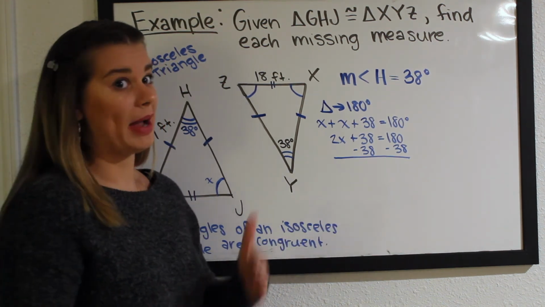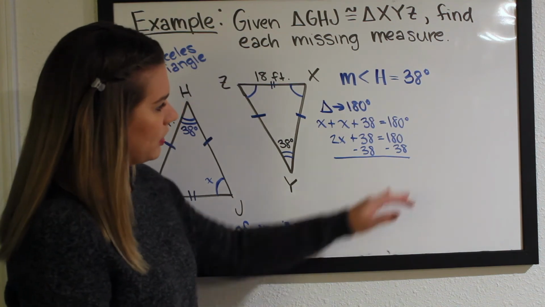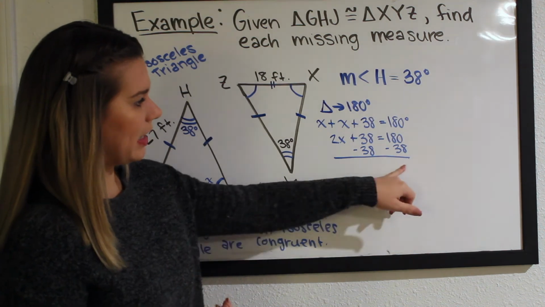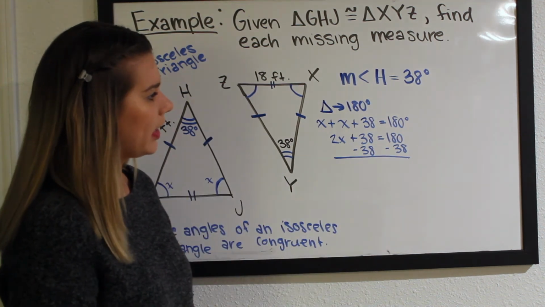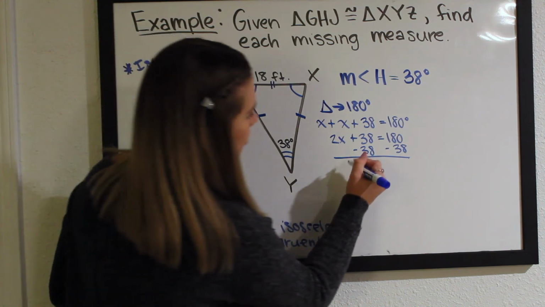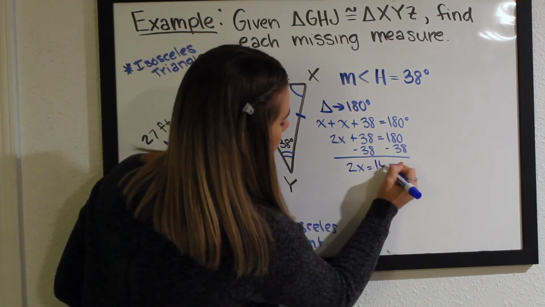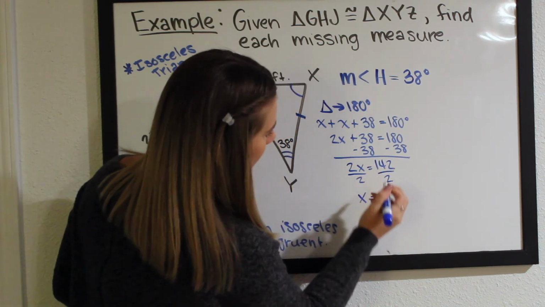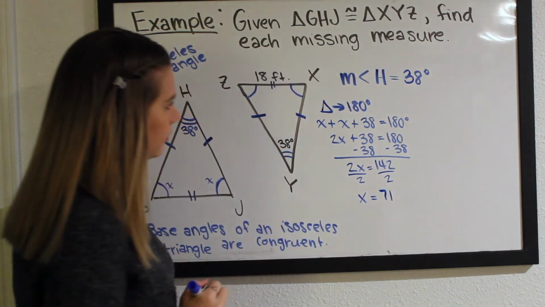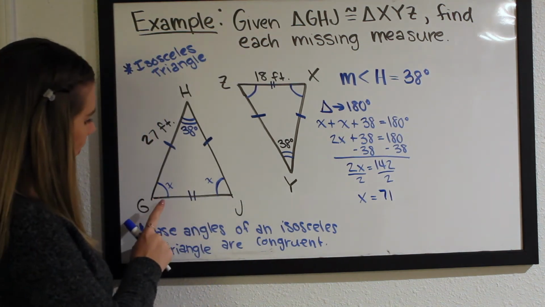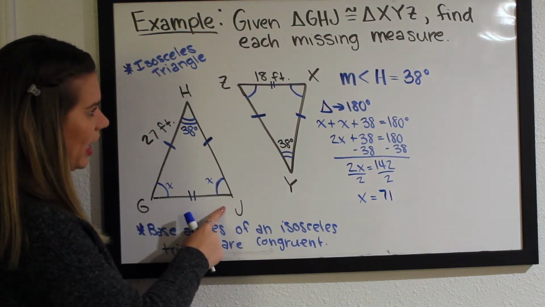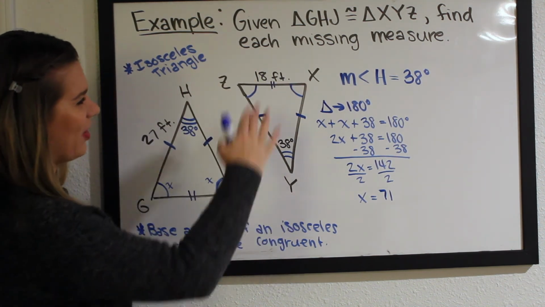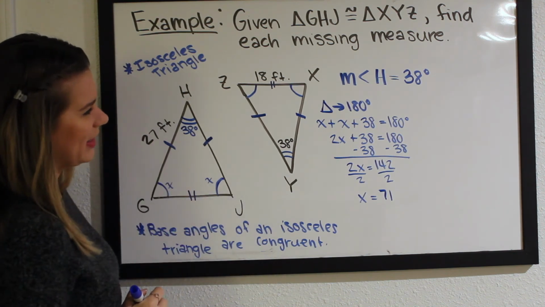What we could do is minus 40 plus 2. 180 minus 40 is 140, but we're adding 2 because we're only actually subtracting 38. So 142, 2x equals 142. Divide both sides by 2. X equals 71. So that means the measure of angle G, the measure of angle J, the measure of angle Z, and the measure of angle X are all 71 degrees.